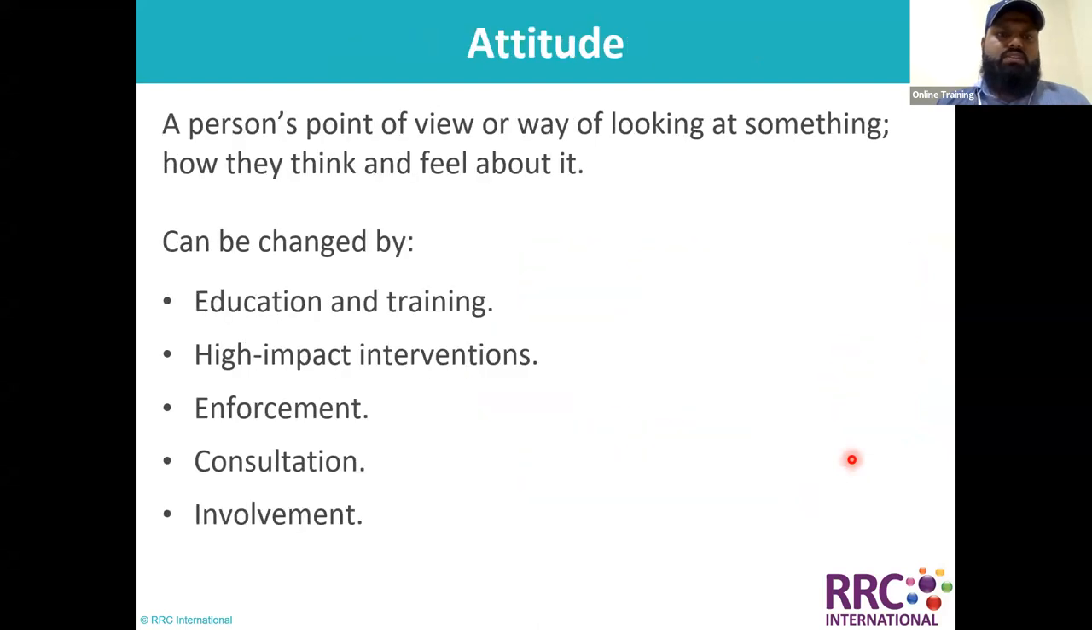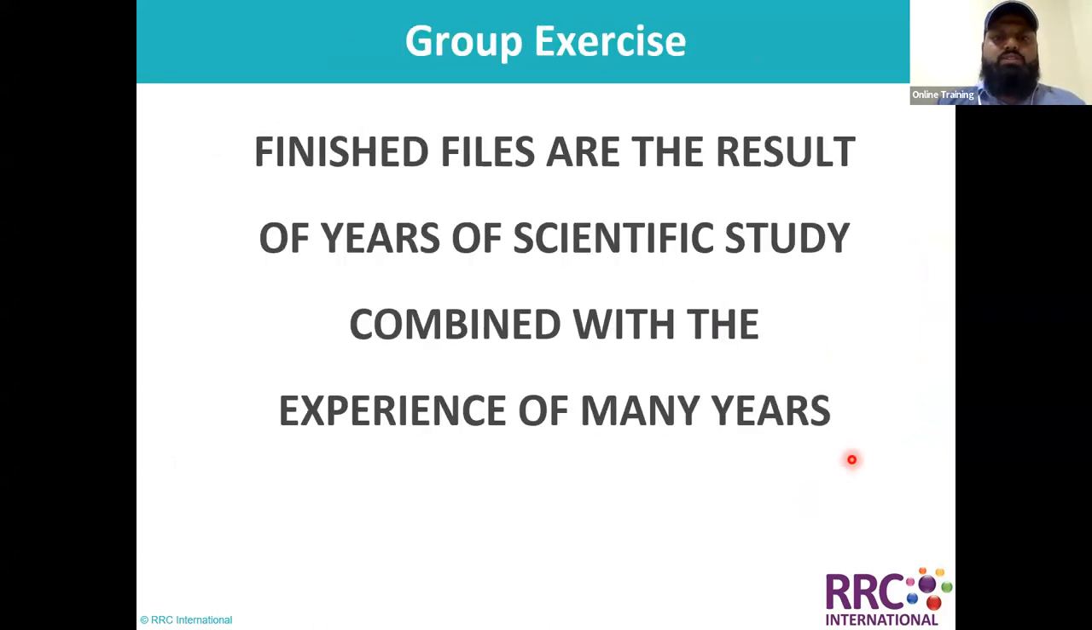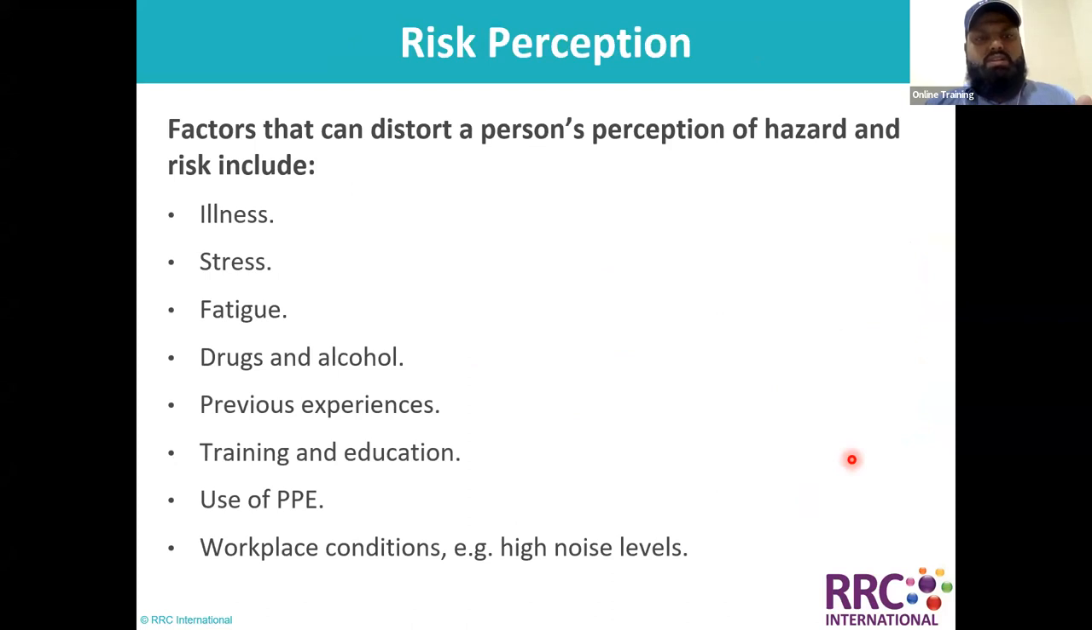And there we discussed attitude and risk perception: how you interpret the information, and what factors are affecting your hazard identification or risk assessment. So, you can say, your perception about the risk. So it was our module three.